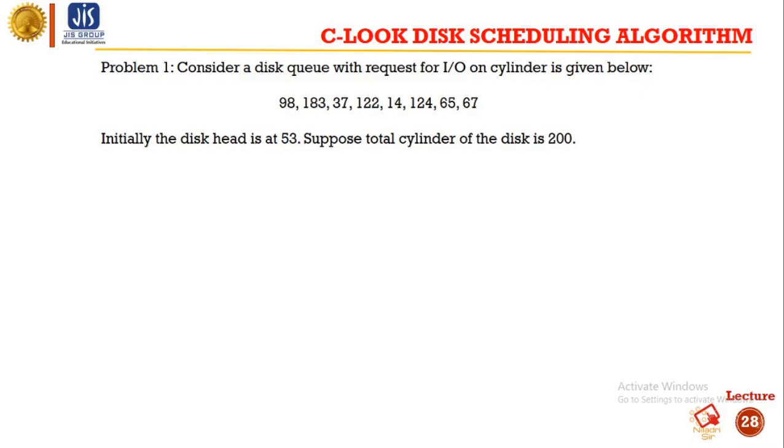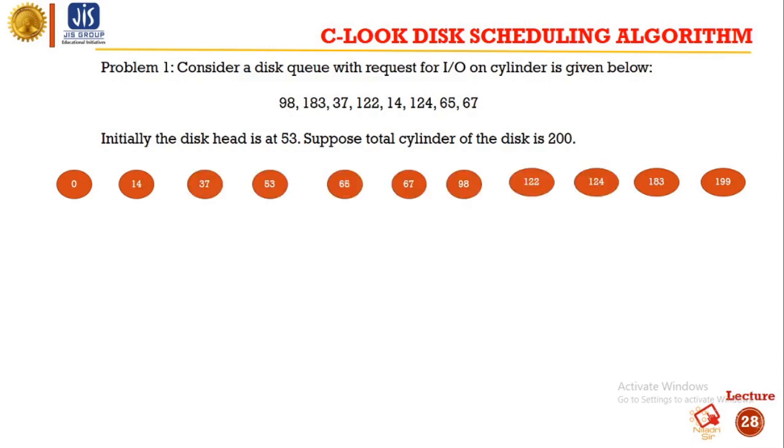So it will start from 0 and go up to 199, so the total is 200. Now we will put all the rest of the elements in between. As you can see, we have put all the elements here, and all the elements are placed in ascending order.